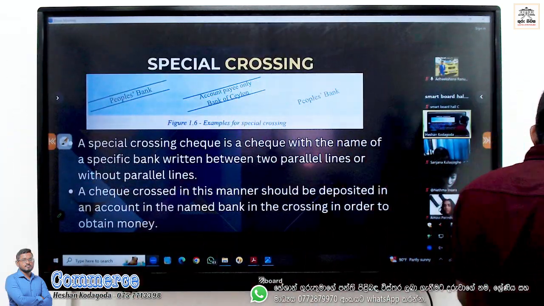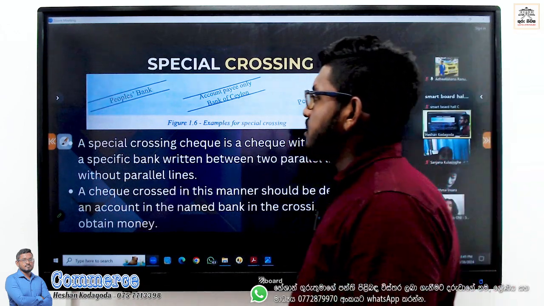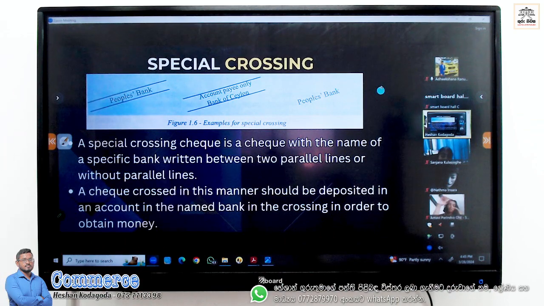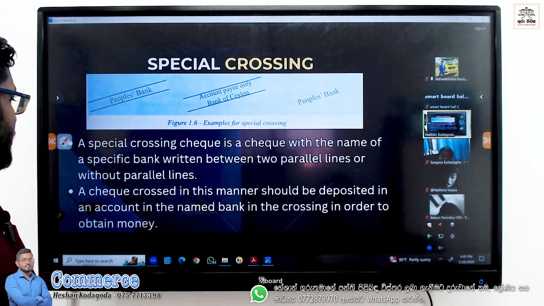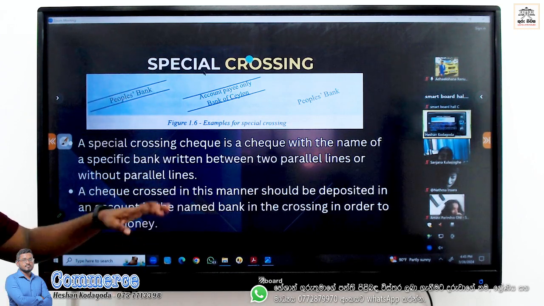So after that, you can see special crossing. What is the term special crossing, right? In here, a special crossing check is a check with the name of the specified bank written between two parallel lines, with or without parallel lines. Okay. Other one.